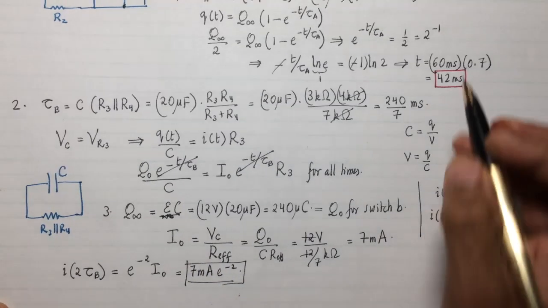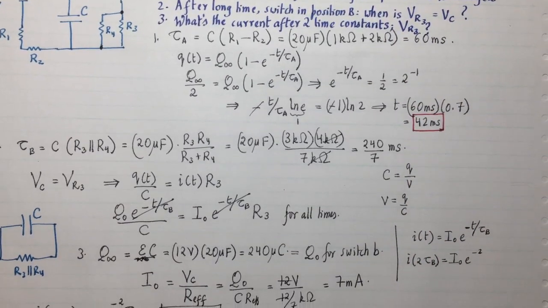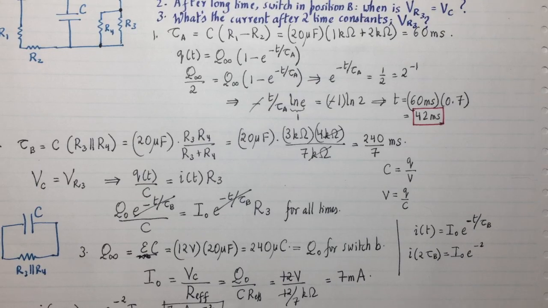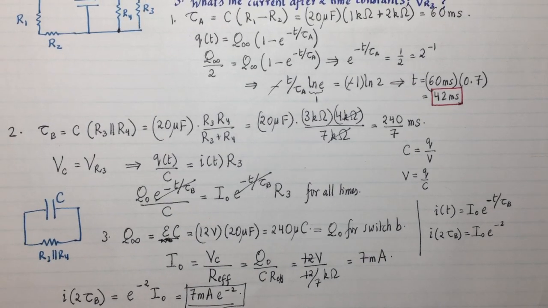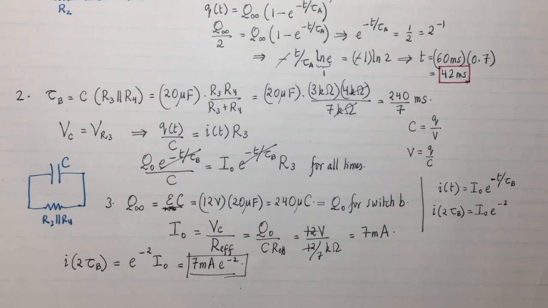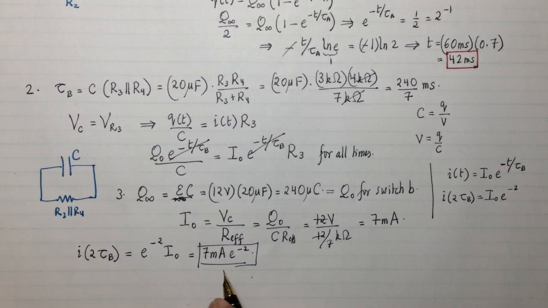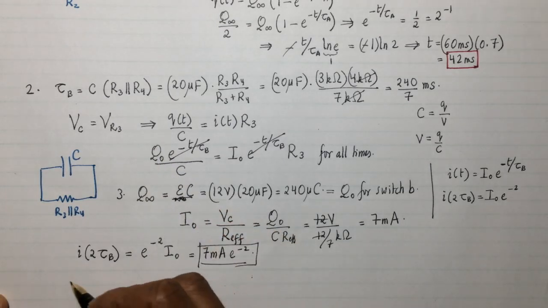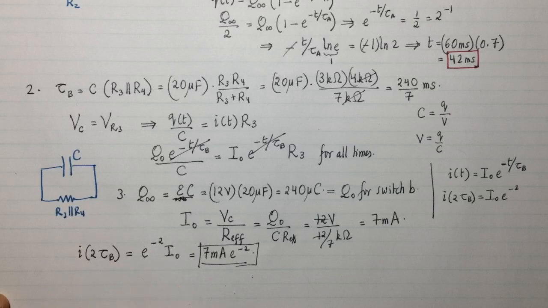The last part is what's the voltage across the resistor R3 after that time, after the two time constants. You can do this two ways. You can either find the current through the resistor and its value. We already know the total current is 7 milliamperes times e to the minus 2. So what we can do is use the total current. Now if you have R3 and R4, the current flowing through are the same. Okay, let's put it this way.